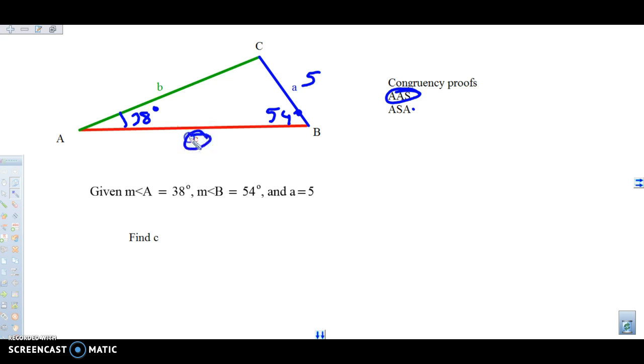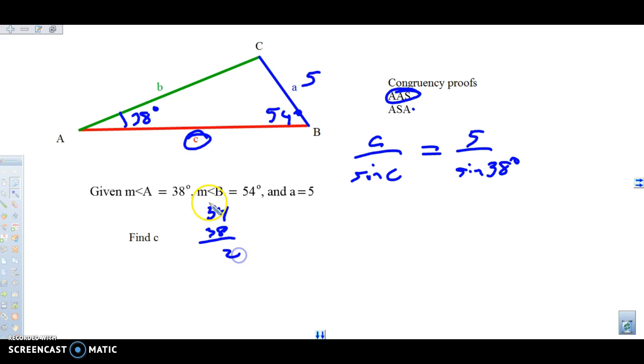If we ask you to find the measure of C, when we set this up for law of sines, we're going to say C divided by the sine of angle C should equal anything else we know. In our case, we know this is 5 over the sine of 38 degrees. Now, the problem I have here is I don't know what the angle C is, but because the three angles in a triangle add up to 180, I can add those two up and get 92. And so we take 180 minus the 92, and that comes up with 88. So that means this angle right here is 88 degrees. And then to solve that, we're going to cross multiply.